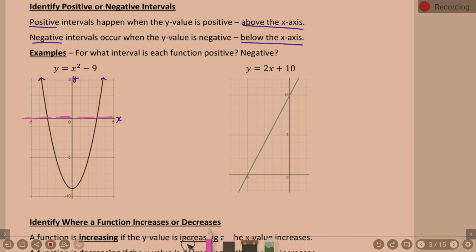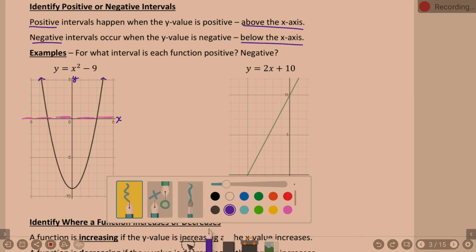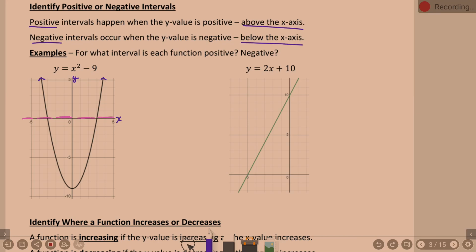So where's my graph going to be positive? In general, it's going to be positive where? Above. So it's going to be positive in those two little pieces. Okay. So it's going to be positive over here, and it's going to be positive over here. We'll talk about how to write that. Where's it going to be negative then? It's going to be negative below, yes? So all of this is going to be negative.